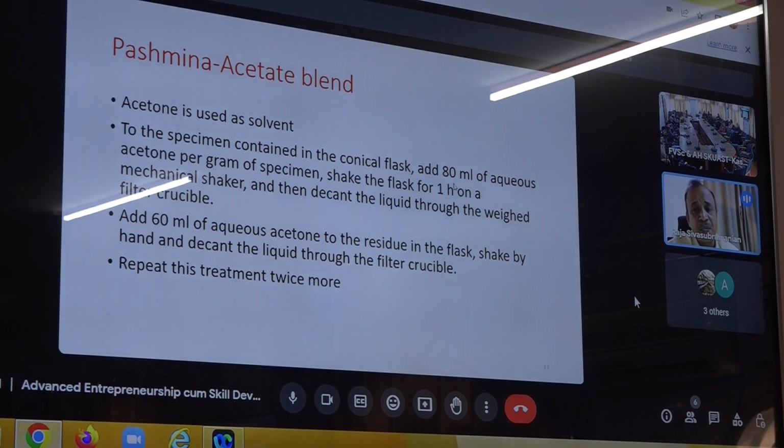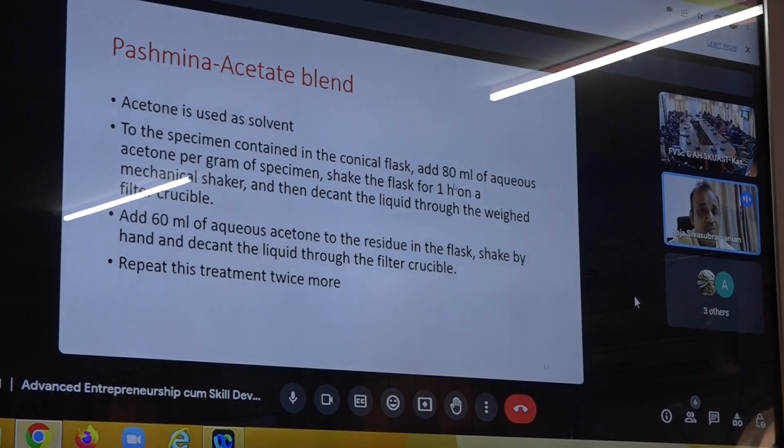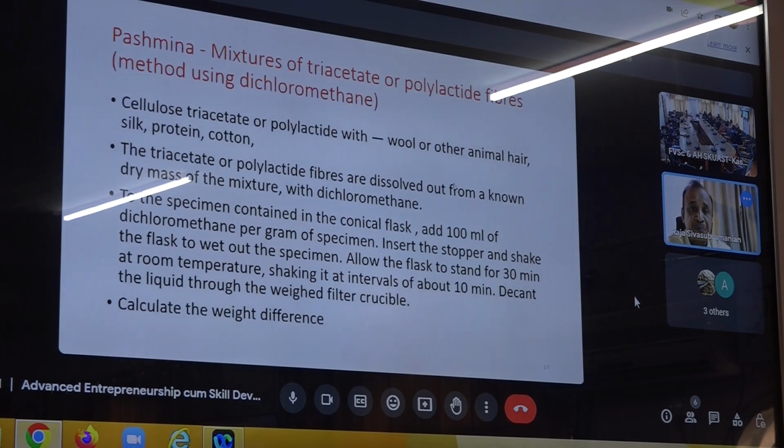Suppose Pashmina is blended with cellulose acetate. For that, acetone is the solvent. You take 1 gram of material and 80 ml of aqueous acetone, and shake it for 1 hour in a mechanical shaker, then decant the liquid through a weighed filter crucible. Add 60 ml of acetone again. You have to repeat the dissolution 2-3 times, and afterwards you calculate the weight difference. If acetate fiber is blended, the acetate will be completely removed, and only the remaining portion is Pashmina.